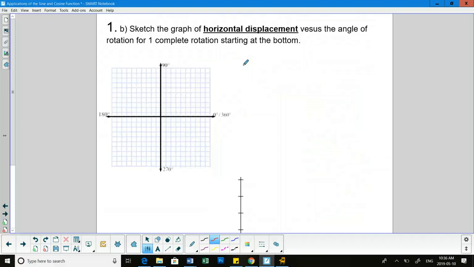Okay, let's try another one. So part B says we're going to sketch a graph of the horizontal displacement versus the angle of rotation for one complete rotation. And this time we're going to start at the bottom. So I'm going to draw another circle, still has a radius of 8 meters.